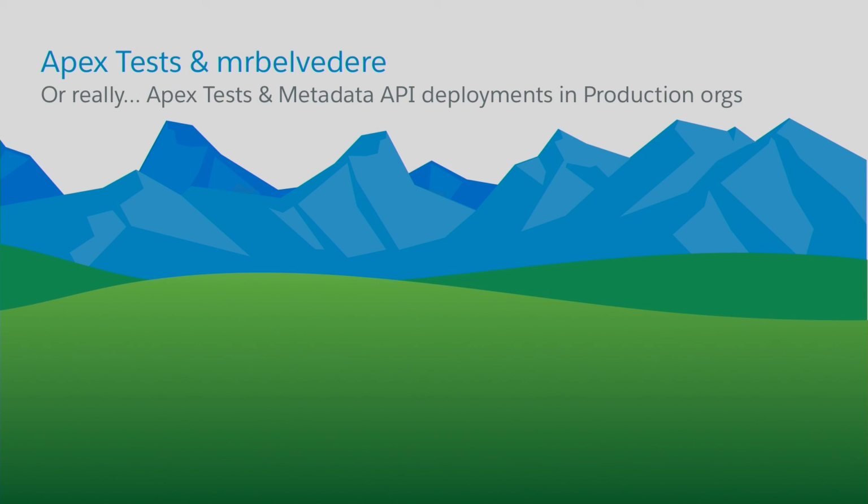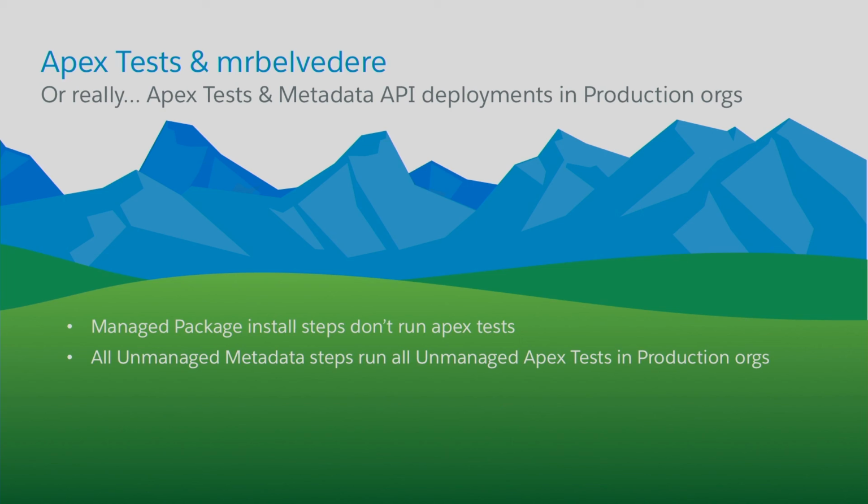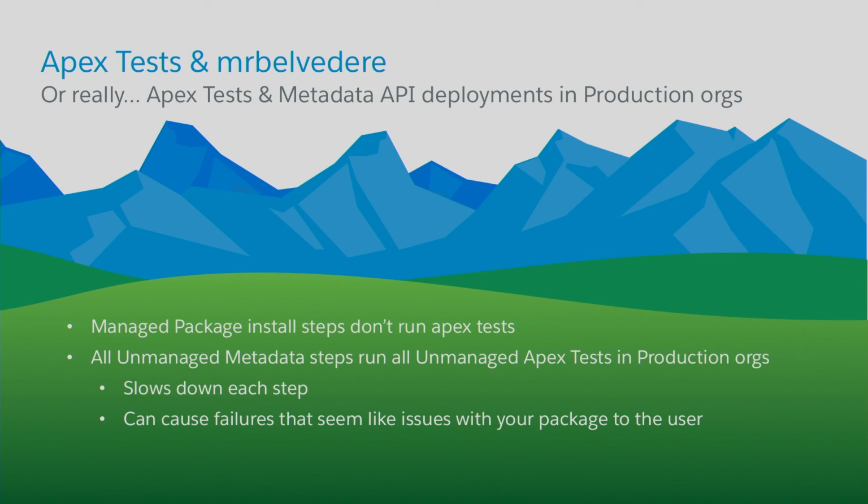And one last note that I'll give about using Mr. Belvedere with Apex tests: when you deploy managed packages through Mr. Belvedere into an org, even a production org, no Apex tests are run. But every single step that does an unmanaged deployment into a production org is going to kick off every unmanaged test in that org and will fail even if that's the case. That can be a little bit confusing for customers. That's the most common failure that we have, and that was the reason that we wrote in the ability to present error resolution content to users. We have resolution content for that.